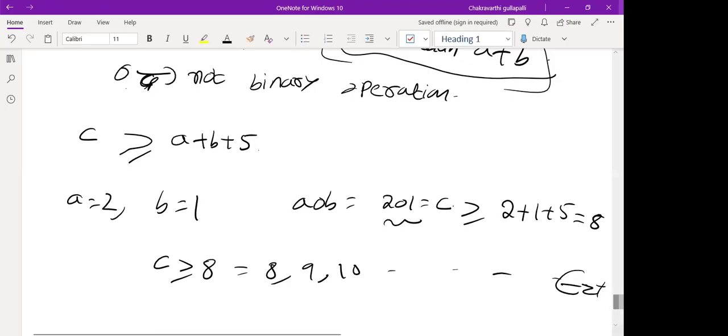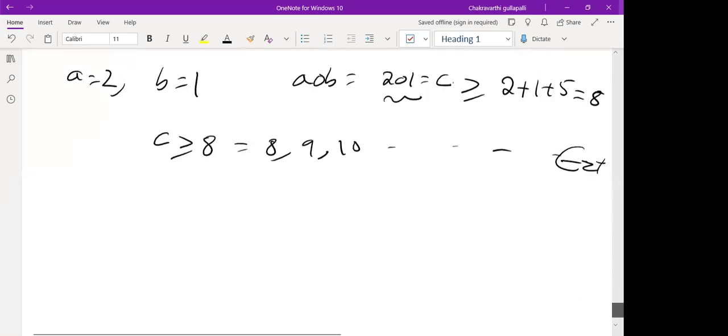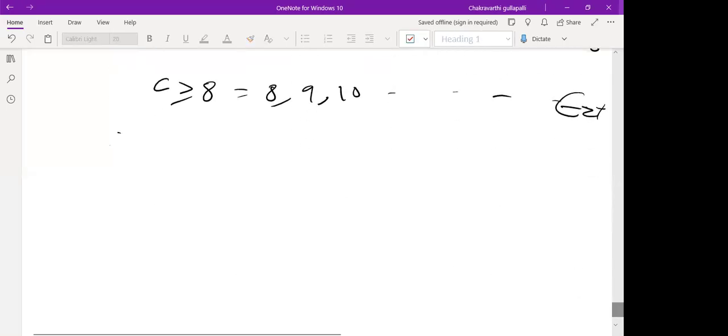So this is also one of the best examples where it is not binary. Therefore, circle is not binary on Z plus. Not binary on Z plus.